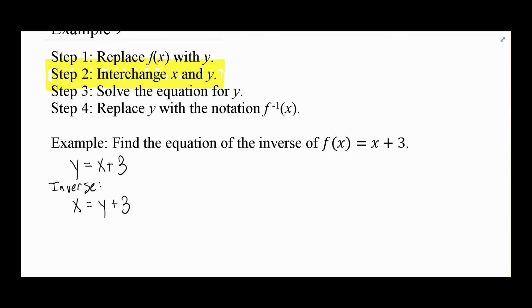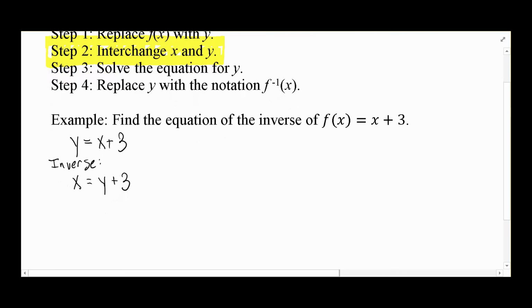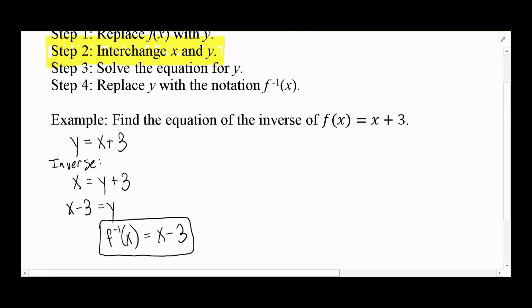Then we want to try to write this eventually as f inverse of x equals. We want to write it in function notation, which means we want to get the y by itself. So we're going to subtract the 3 to the other side. That's step 3. Step 4, replace the y with f inverse of x. Because that's just the name of it. The name of this inverse function is f inverse of x. So instead of y equals, we can say f inverse of x equals. And that's our answer.